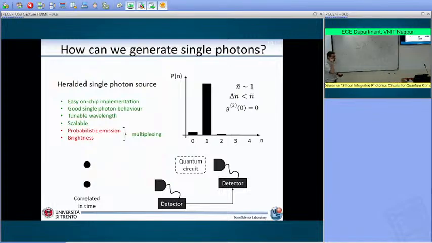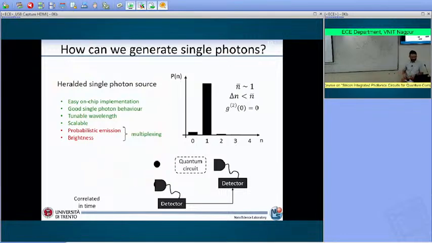So they do happen to be in the same time interval. So they are strongly correlated in time. Okay? It does not happen that one comes before the other. So they are coming at the same instant. So then I have a detector, and then I have a quantum circuit. Then what I'm doing is the following.